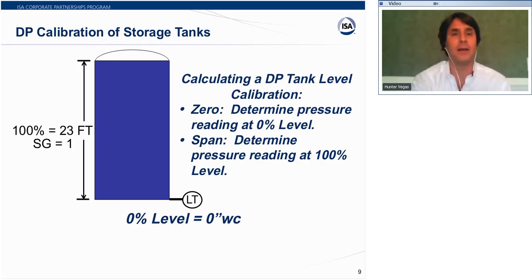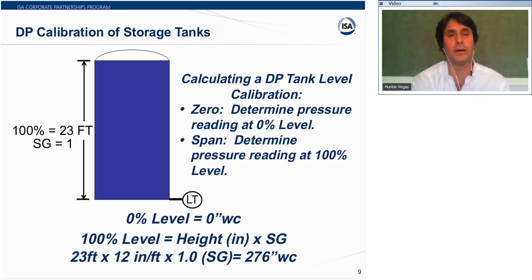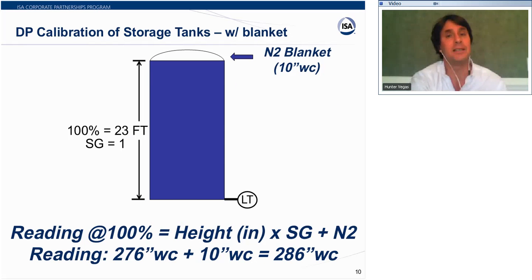That one's pretty easy. The span is a little more involved. It is tied to the level of the liquid in the tank and the specific gravity of that liquid. So in this case, it's 23 feet times 12 times 1, or 276 inches. So we calibrate at 0 to 276 inches, and we get a 0 to 100% reading. Life is good, until we add a blanketing system onto the tank.